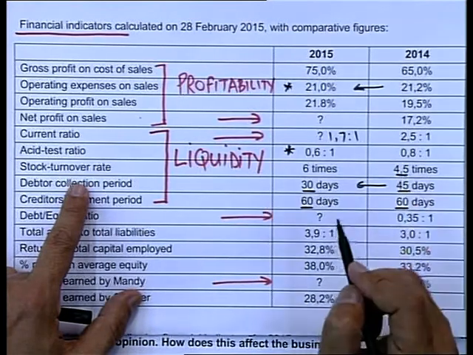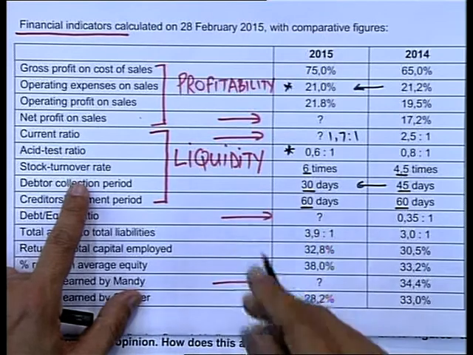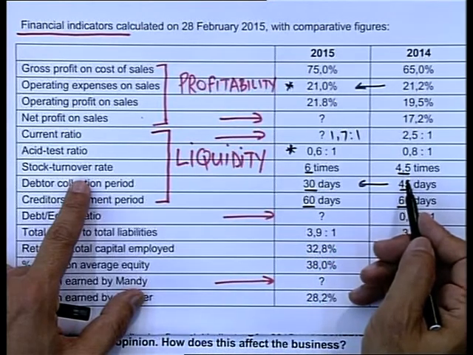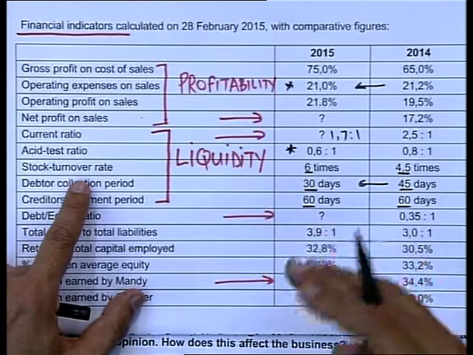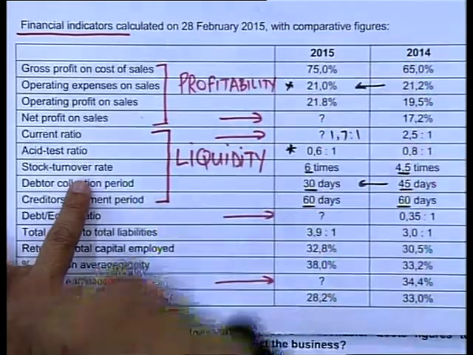Last year it was 4.5 times. This year it is 6 times, which means the stock is coming in and going out. It's not staying in the warehouse. The stock turnover rate is quicker, which is good for a business.